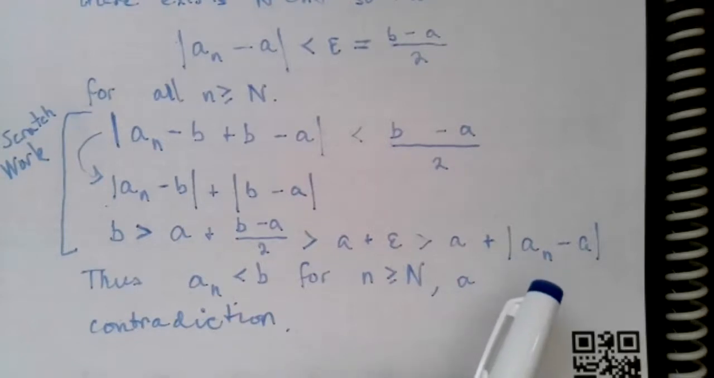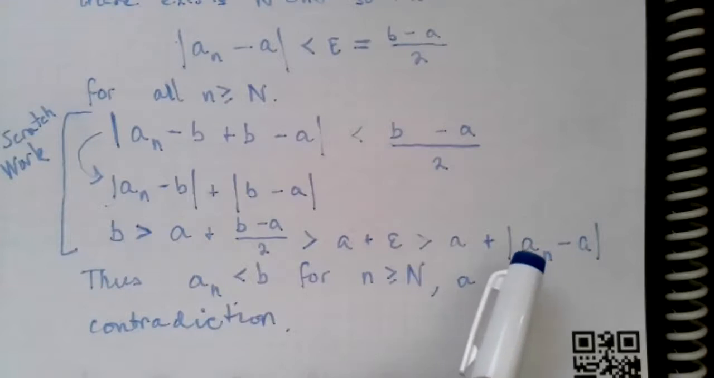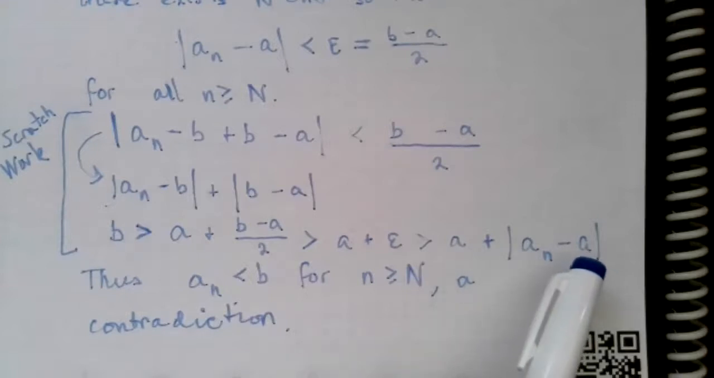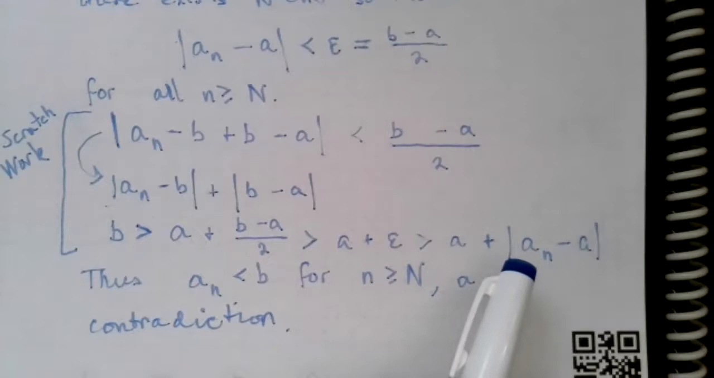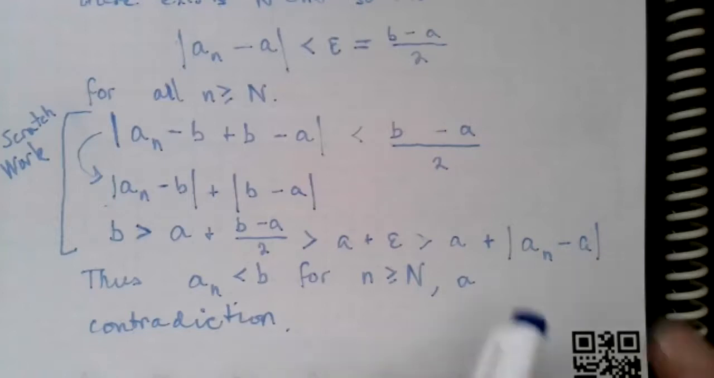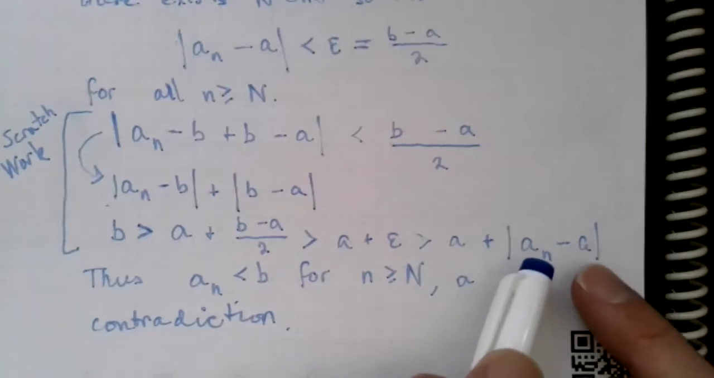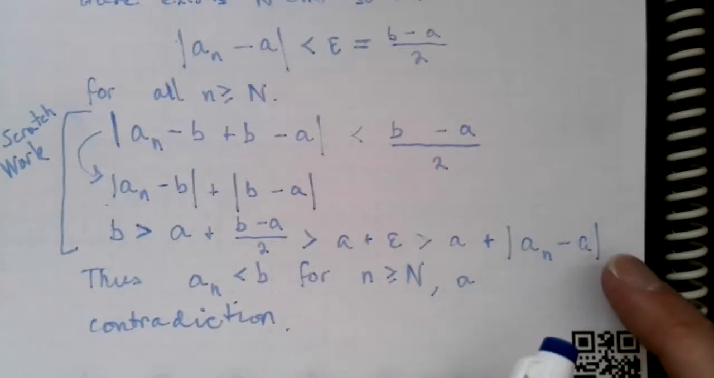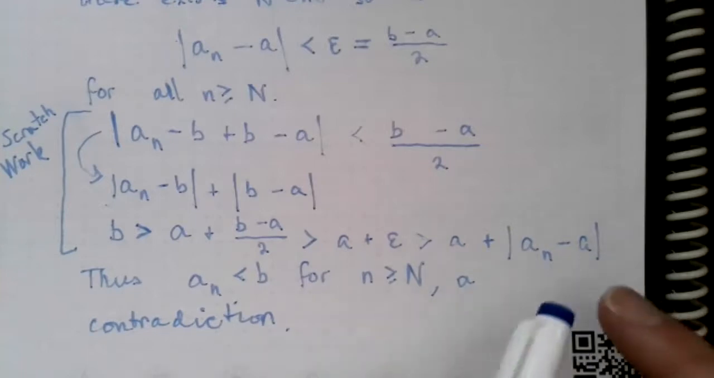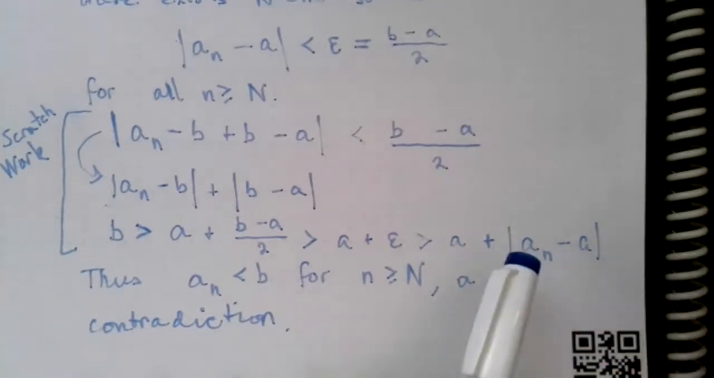Okay, now, if a_n is bigger than a, then this expression, a_n minus a, would be positive. Then we could drop the absolute value. Okay, so let's look at a couple of cases.